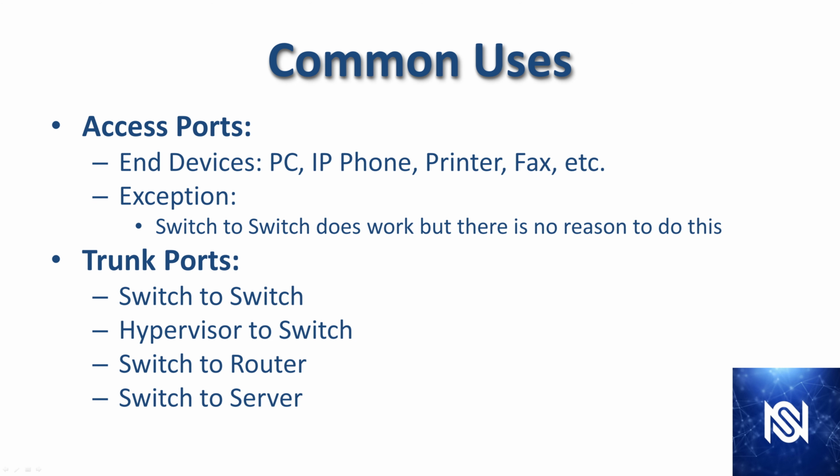The two types of ports are used differently. Access ports are used to connect to end devices, like PCs, IP phones, printers, faxes. The lone exception is that you can actually configure access ports to work between switches, but there really is no reason to do this. You would want to use a trunk port for that, even though it will forward traffic. Trunk ports are typically used to connect to other networking devices, as in switch to switch, hypervisor to switch. You can connect a switch to a router with a trunk port, and switch to server as well.